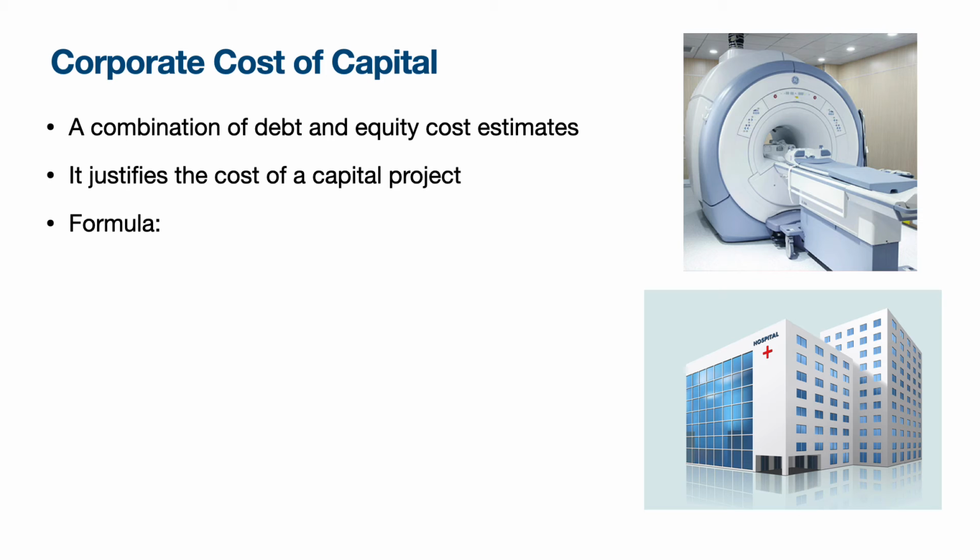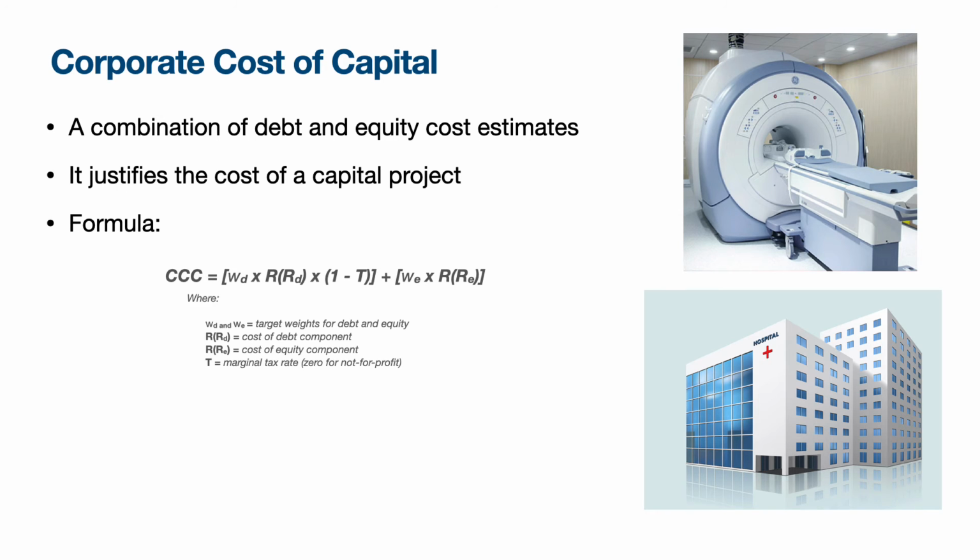Again, each business has a target capital structure, that is, a particular mix of debt and equity that minimizes its average cost of capital. So here's the general formula for the corporate cost of capital, or CCC, for all businesses regardless of ownership, where WD and WE are target weights for debt and equity, RD is the cost of debt, RE is the cost of equity component, and T is the marginal tax rate.